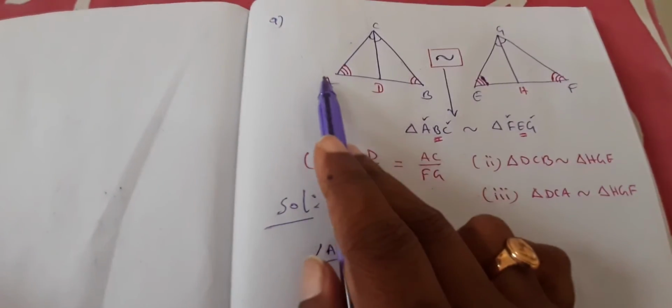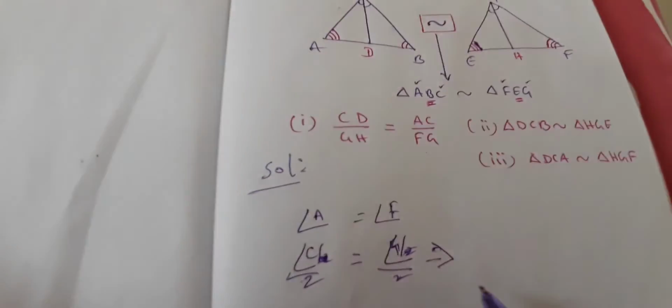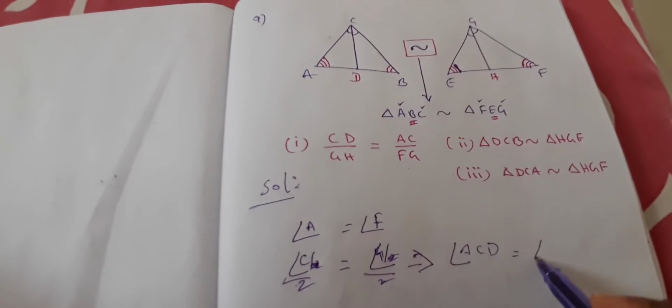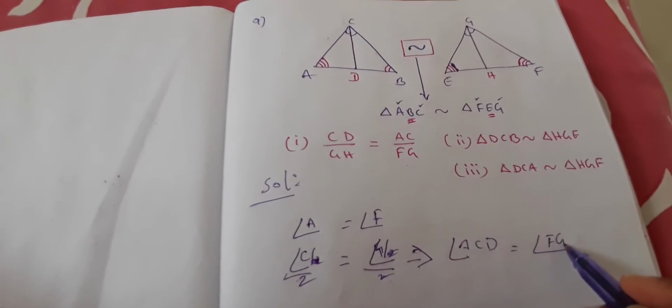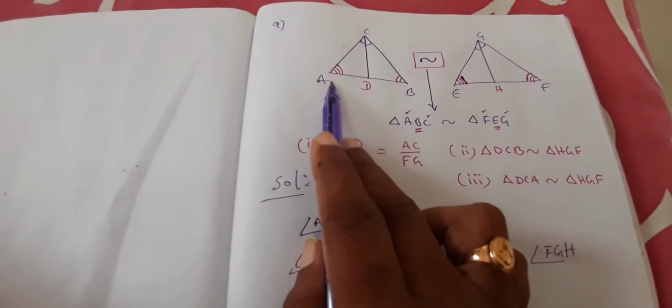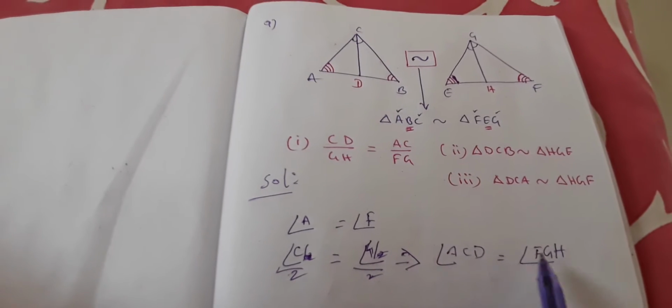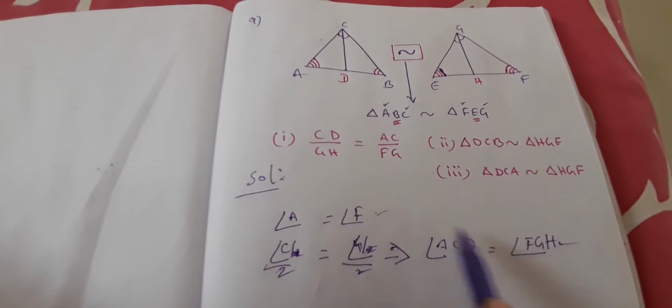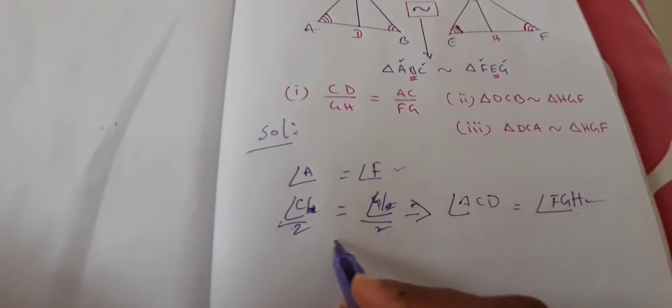So therefore I am going to now talk about ACD implies angle ACD is equal to angle FGH. Yes or no? Because this is the one which corresponds to A. So that is equal to FGH. So this angle and this angle. Two angles are equal.